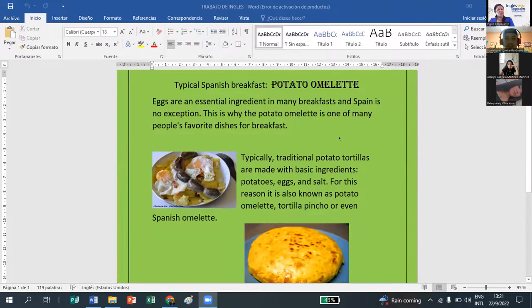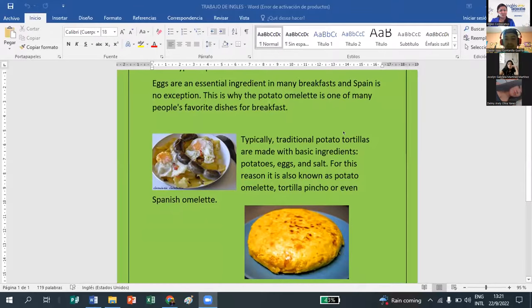Okay. Typical Spain breakfast is potato omelette. Eggs are an essential ingredient in many breakfasts, and Spain is no exception. The potato omelette is many people's favorite dish for breakfast. Typically, traditional potato tortillas are made with basic ingredients, for example, potatoes, eggs, and salt.